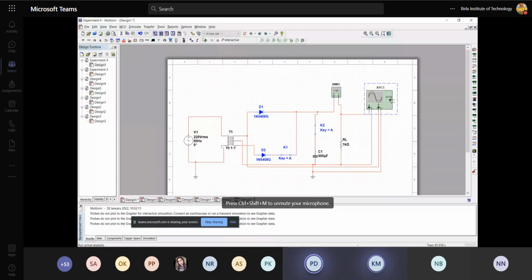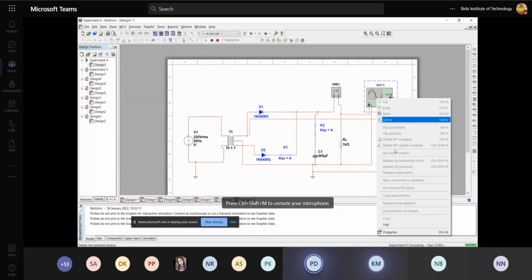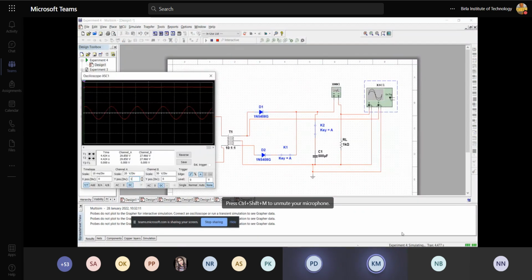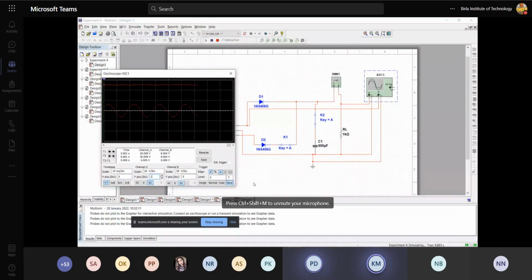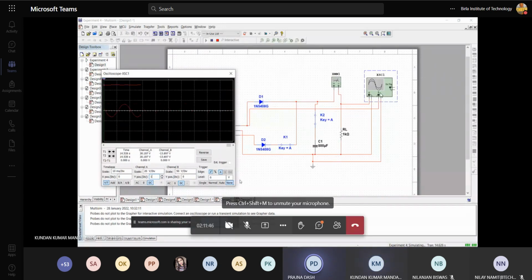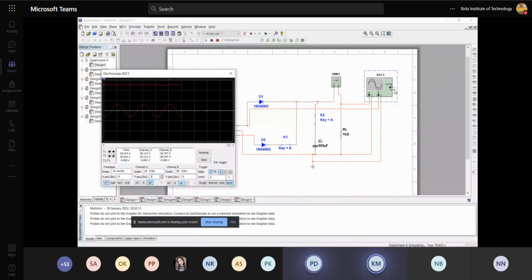Yes, ma'am. Now I'm showing the oscilloscope properties again. Yes, it is correct. Just wait one minute, let him complete. Is it correct now, when I have connected the capacitor? Yes, ma'am. Now pure DC is coming. So one straight line.